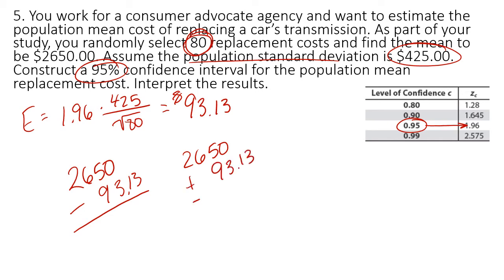And so that's going to give us for our range $2,556.87 and $2,743.13. And again, we can be 95% confident that given these parameters, the average price to replace a transmission is between $2,556 and $2,743.